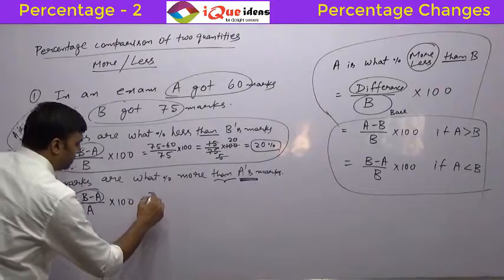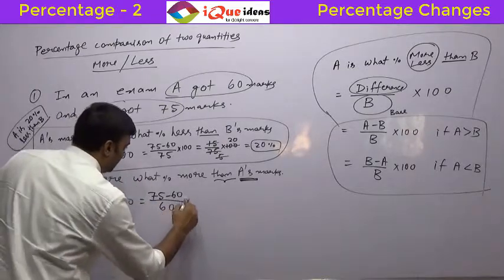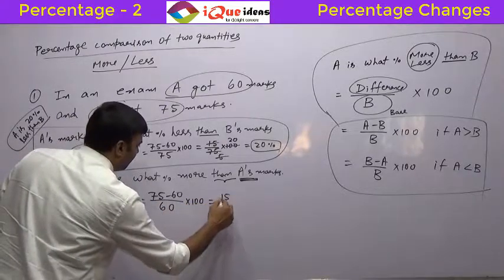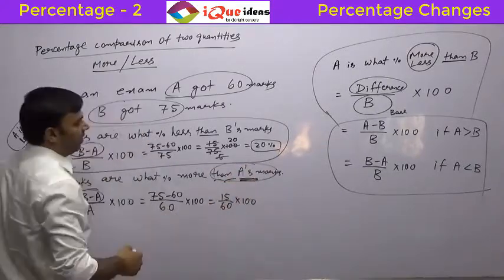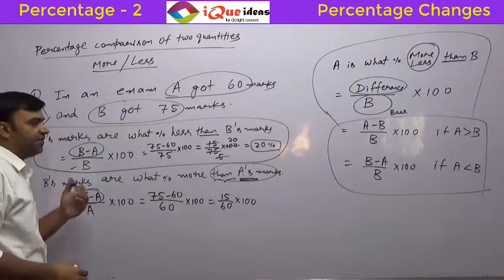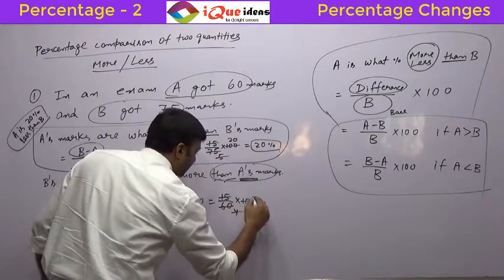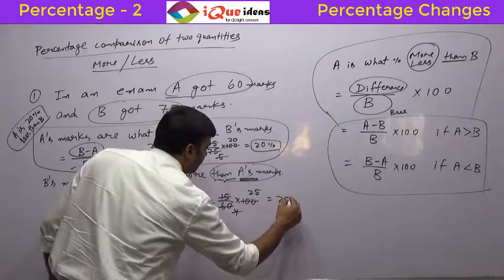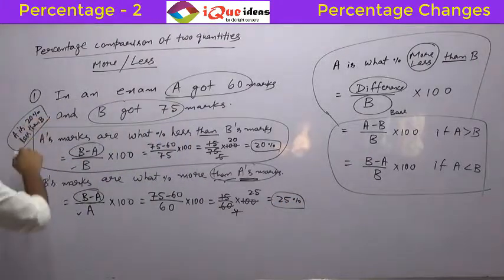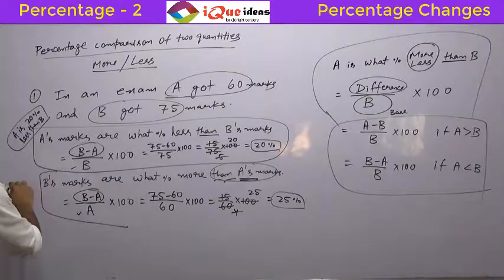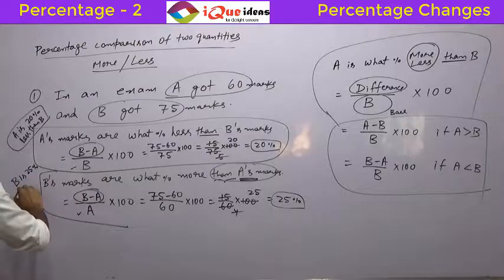Right? So it is 75 minus 60 divided by A, that is 60 into 100. So it is 15 divided by 60 into 100. The quantity with which you have to compare becomes the base. So 15 4s are 60. 4 cancels 100 25 times. So it is 25%. Right. So if we say that A is 20% less than B, that means B is 25% more than A. Right.